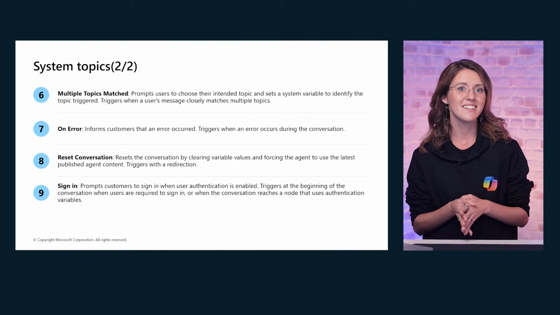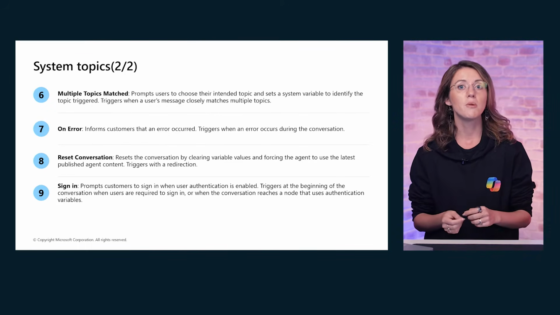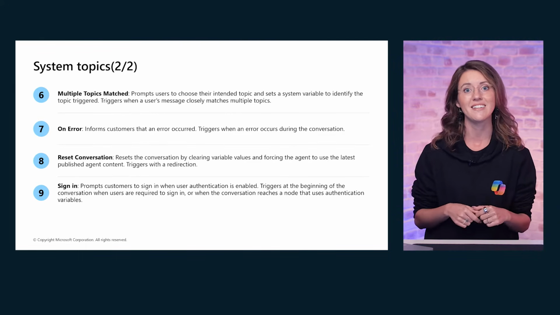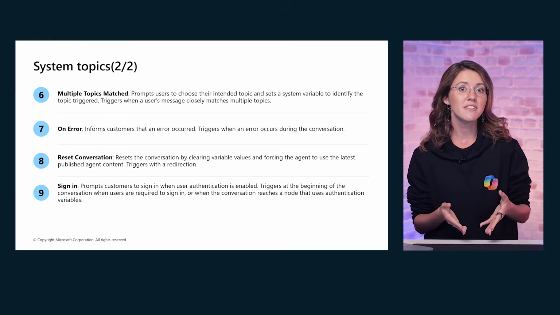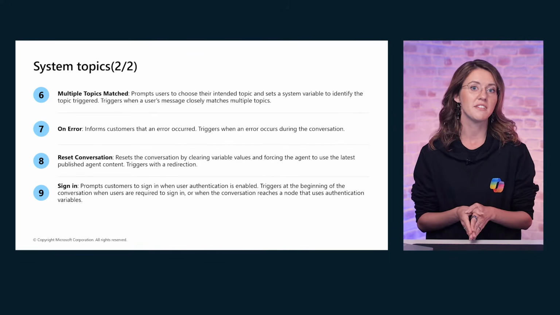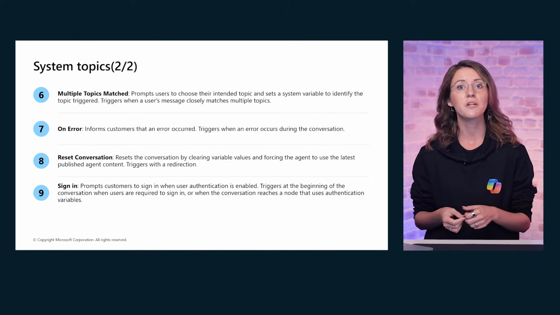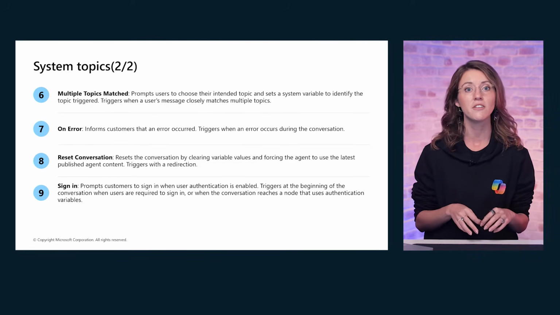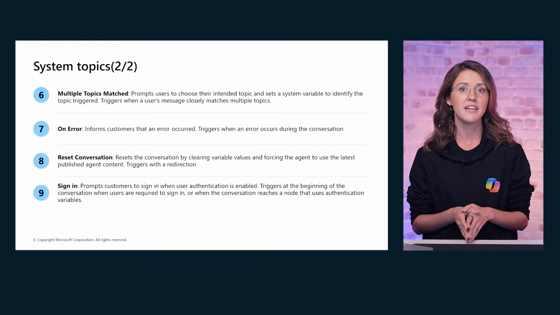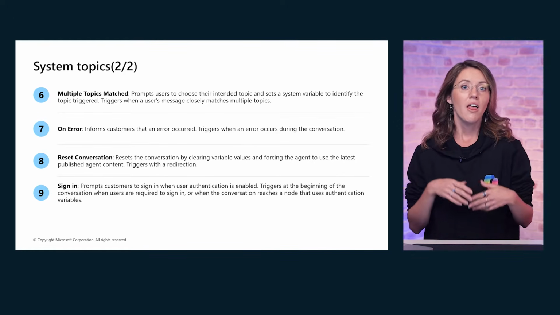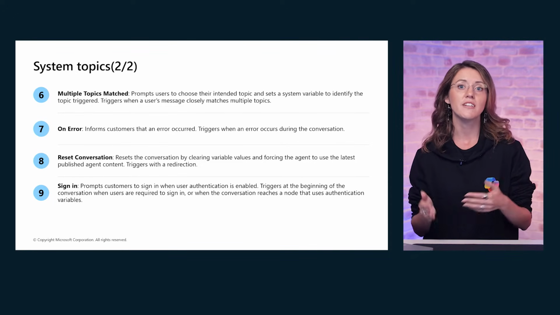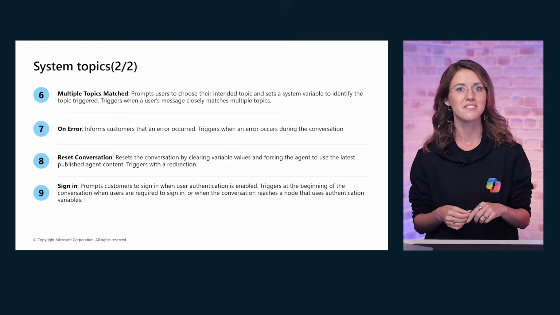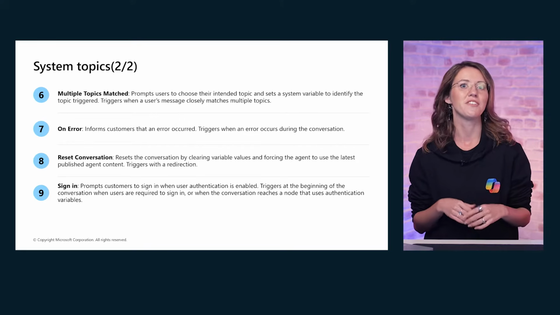And finally, sign in. This topic prompts customers to sign in when user authentication is enabled. It triggers at the beginning of the conversation when users are required to sign in, or when the conversation reaches a node that uses authentication variables. These additional system topics ensure that your agent can handle a variety of scenarios smoothly and efficiently.